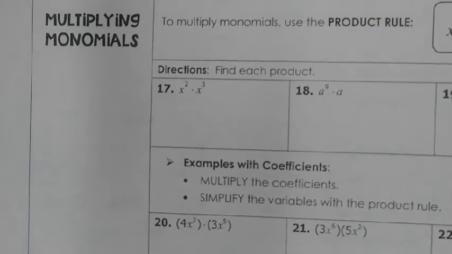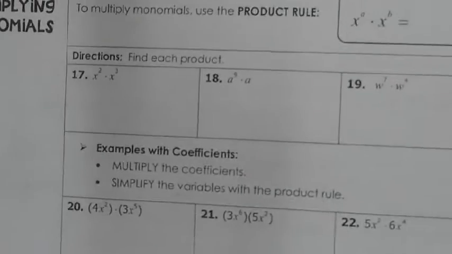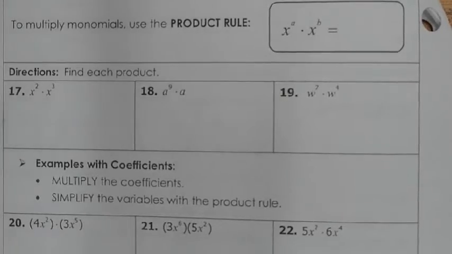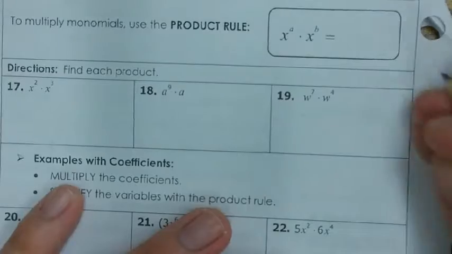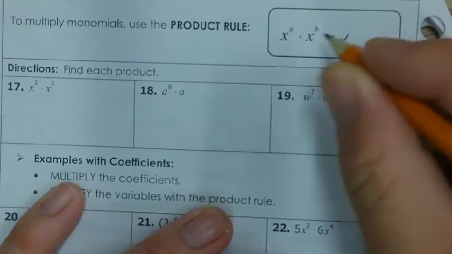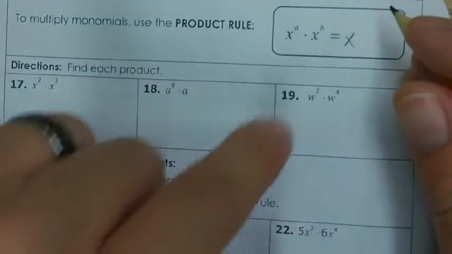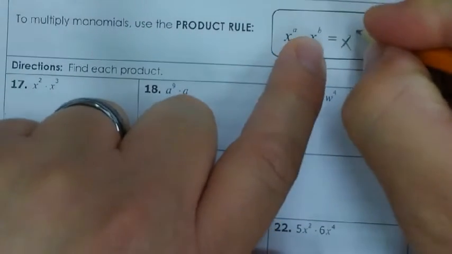So now we're going to do multiplying monomials. To multiply, use the product rule. What the product rule says is, if you are multiplying, the way you combine your exponents is you add them. I know that seems weird. You would think multiplying means you're going to multiply, but multiplying in this case actually means you add.